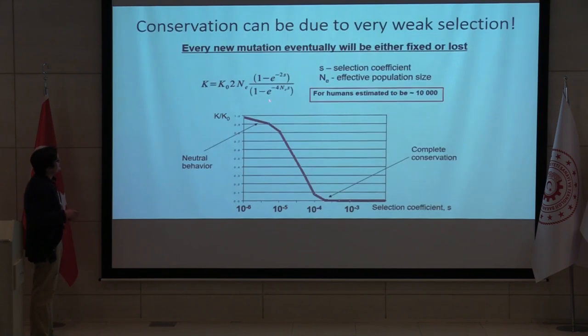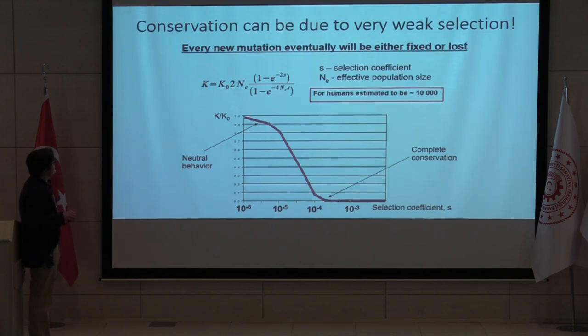And this is my old slide. I decided to include it because we discussed it with some of you. So this is very classic stationary population genetics diffusion theory out of God knows what, 1960s. And that's the equation for fixation probability.